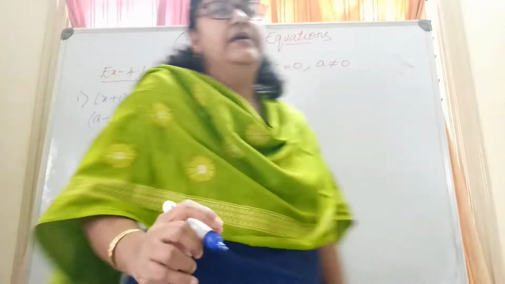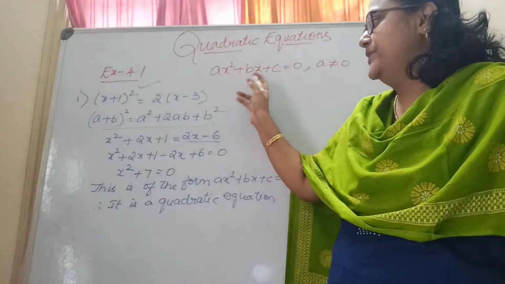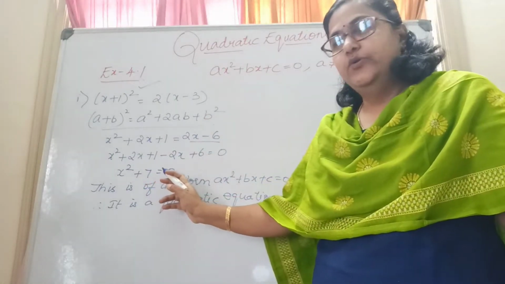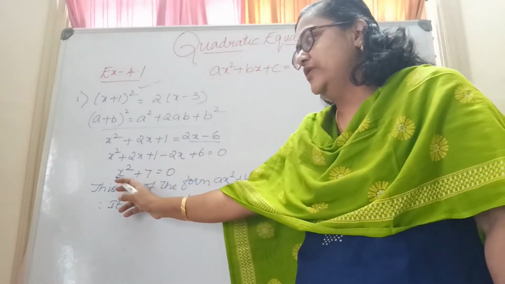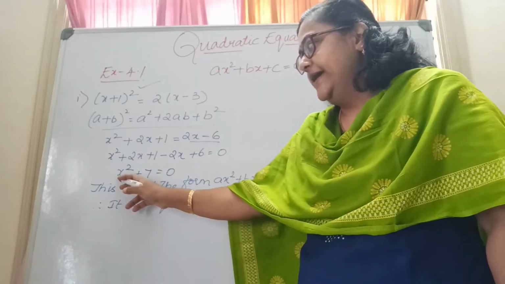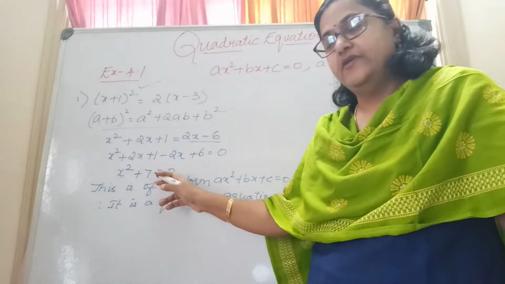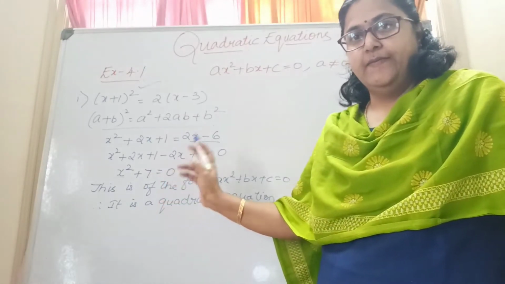Now you can ask me, ma'am, there is only x square plus 7. The middle term, the bx form, is missing. I told you your b or c can be 0, but your a should not be 0. So your a is not 0 here. You have the x square term here, right? X square plus constant term you have here. So this is a quadratic equation.